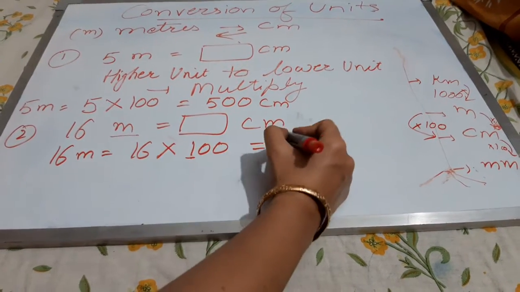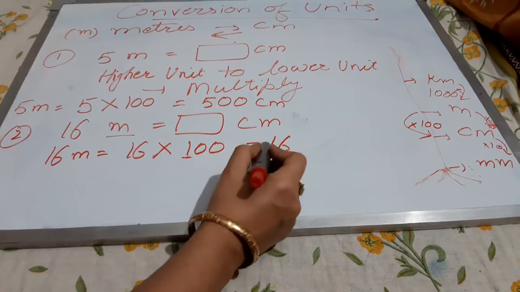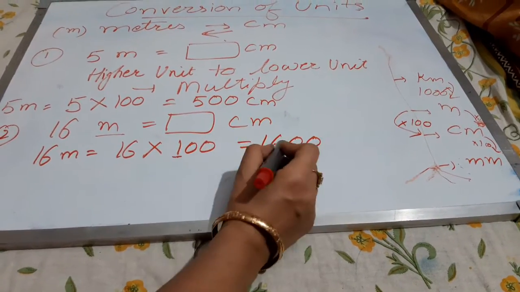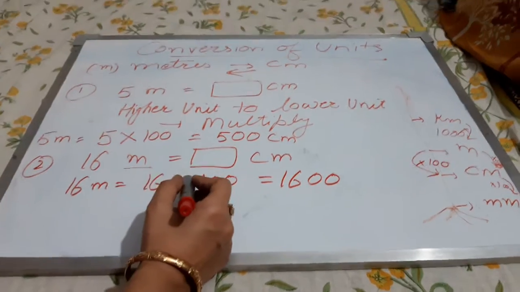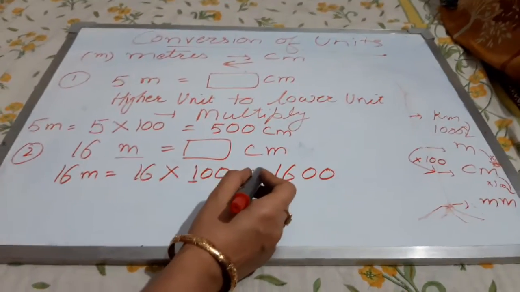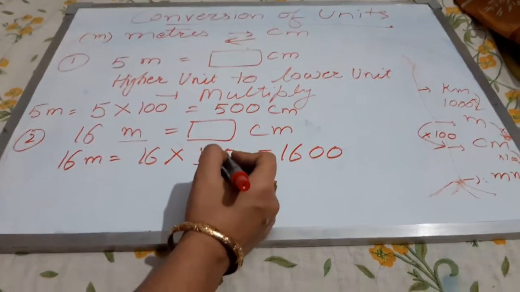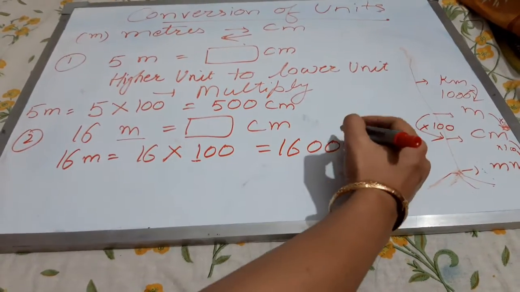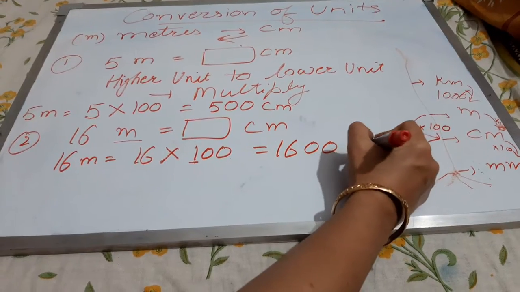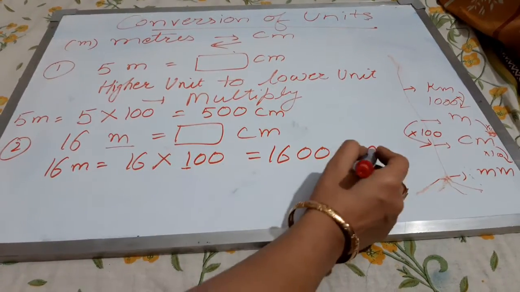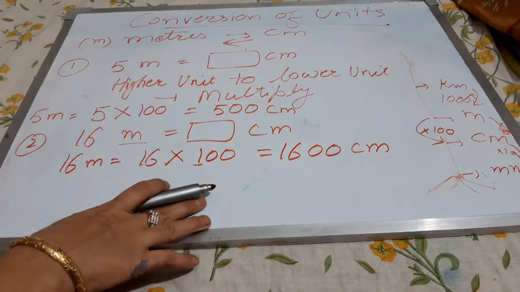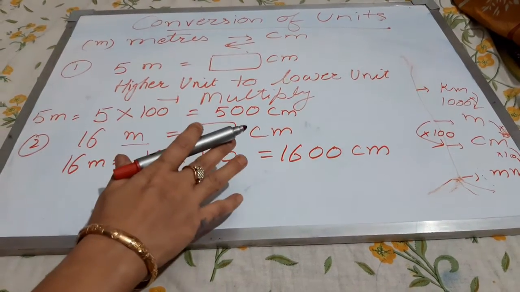16 ones are 16. Now add zeros at the end. There were 2 zeros, so add 2 zeros. This is a shortcut method of multiplying a number by another number which has lots of zeros. Firstly multiply without zeros and then at the end add those zeros. Since we have multiplied, the unit has been converted into centimeters. This is the shortcut method of converting meters into centimeters.